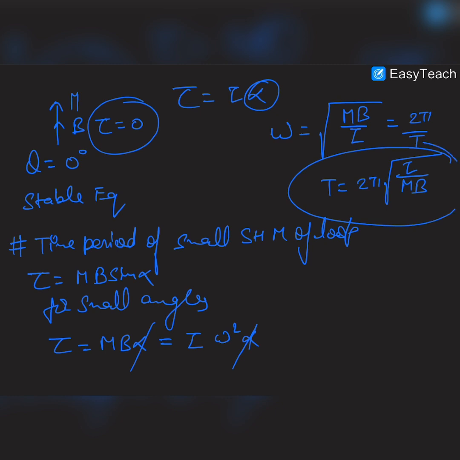If the angle between m and B is 180 degrees, they are both opposite, then torque is still 0, but this is unstable equilibrium. And again this topic will be discussed in detail in bar magnets, in magnetism in matter.